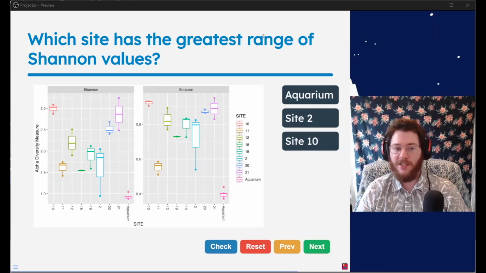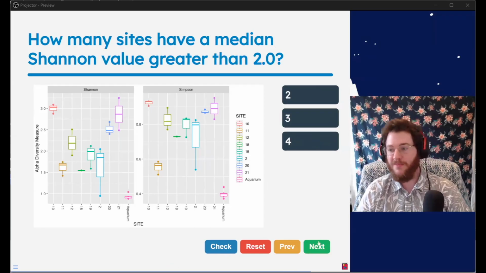Which site has the greatest range of Shannon values? Again, that's pretty much which one has the biggest range in the box plot. Site 2 definitely looks like it has the biggest range. So let's click on that one. And yes, we are correct in that interpretation. And then we have some further questions.